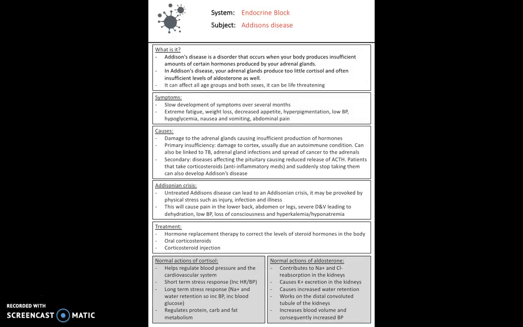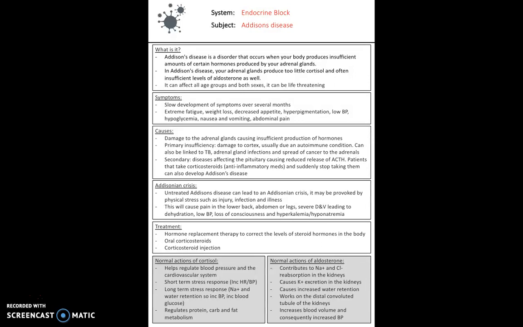And the symptoms do develop slowly over a period of months, given it's normal Addison's disease. And these symptoms include things like extreme fatigue, weight loss, decreased appetite, hypotension, and hypoglycemia. So the causes behind this, again, it could be a damage to the adrenal glands themselves, leading to insufficient production of the hormones necessary. And when we think about these kind of diseases, we can think about a primary or a secondary problem. So primary problems are those actually to do with the adrenal glands, so damage to the cortex itself, such as an autoimmune condition. There's also links to TB with this as well, infections, spread of cancer to the adrenal glands.